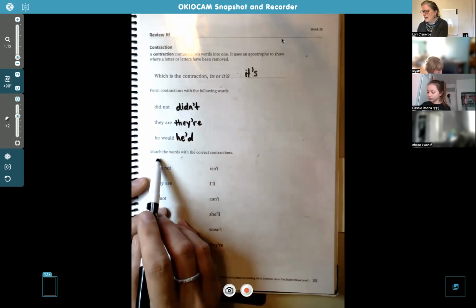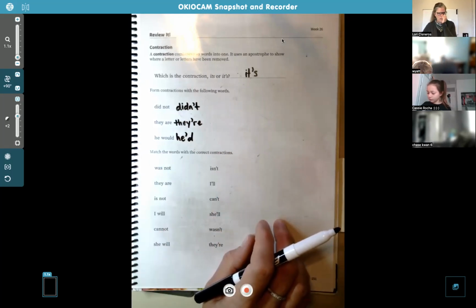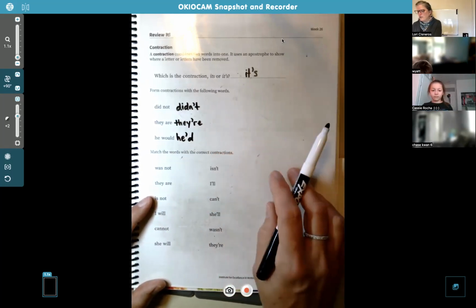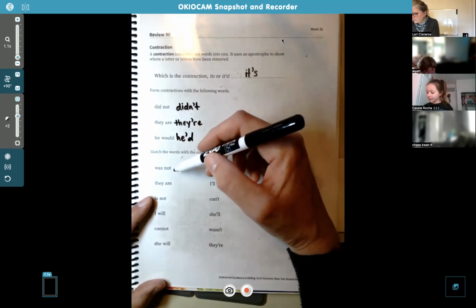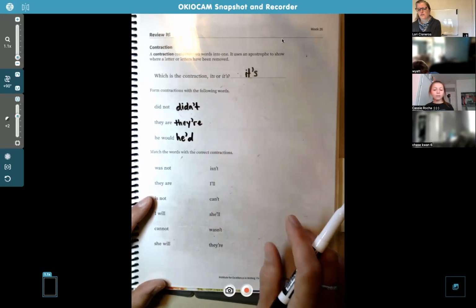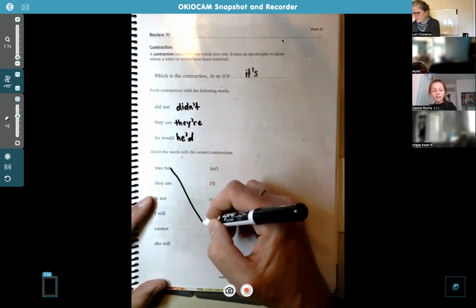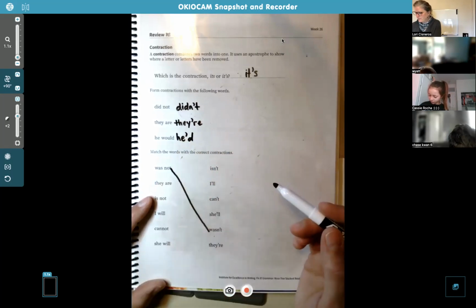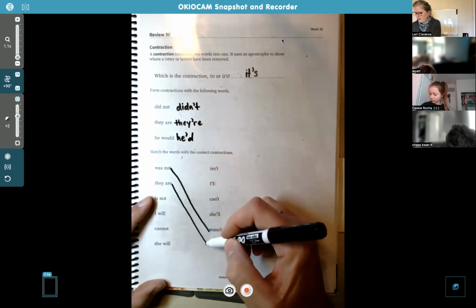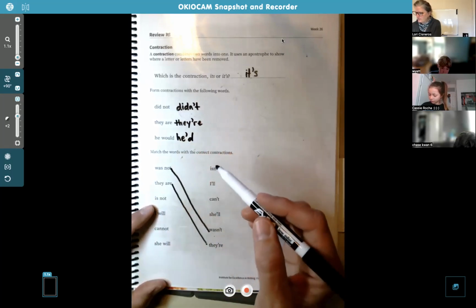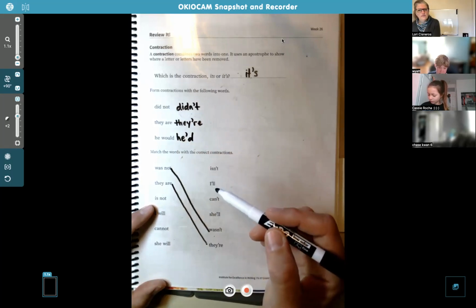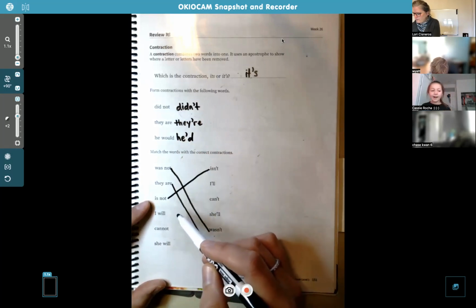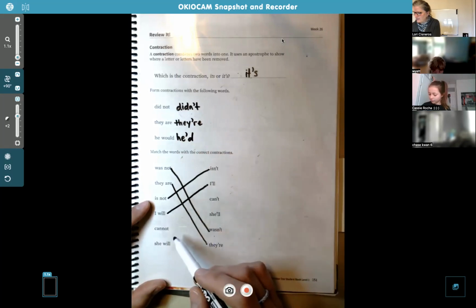Now down here it says to match the words with the correct contractions. You guys probably can do this part by yourself. So Cassie, was not, what contraction is that? What do we connect it to? Was not. Wasn't? Yes, good. Wasn't. And then Chase, they are, what contraction is that? They're. Good, right here. Okay, Wyatt, is not. Isn't. Good. Cassie, I will. I'll. Good. And Chase, cannot.